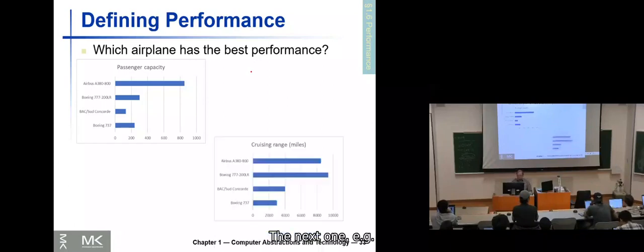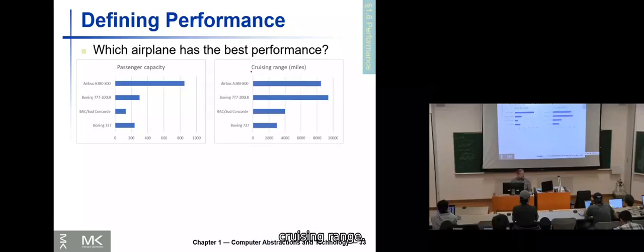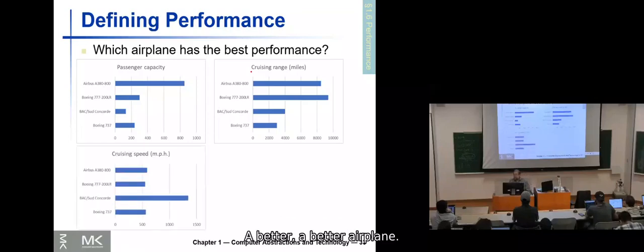Okay. The next one, for example, cruising range with one fuel, at a full tank, it should travel. Airbus around 8,000 miles, 777 around more than 9,000, and Concorde around 4,000, and Boeing is around 3,000. So this is another thing that we should consider as the performance, as the better airplane.